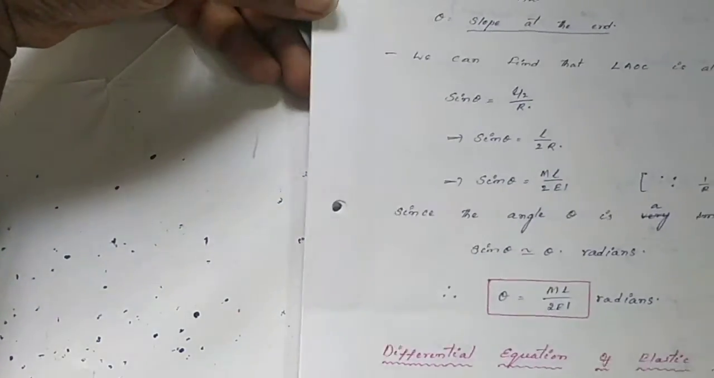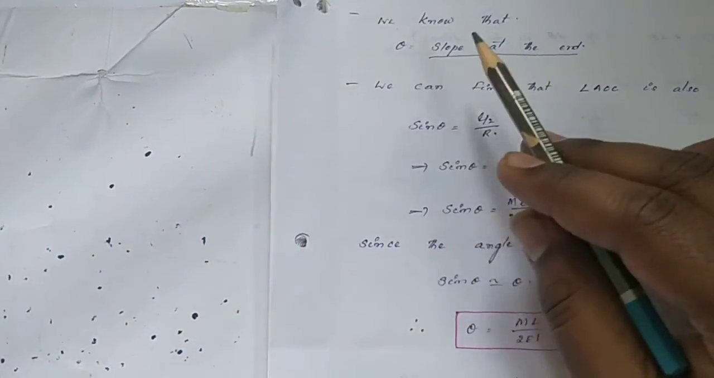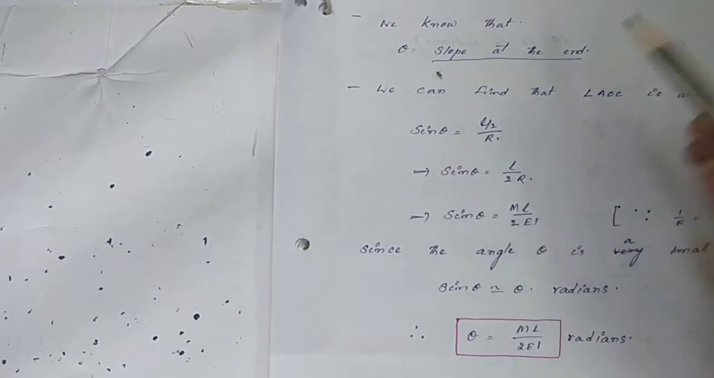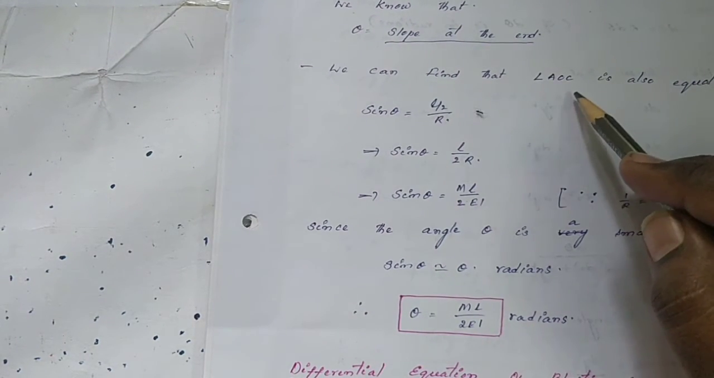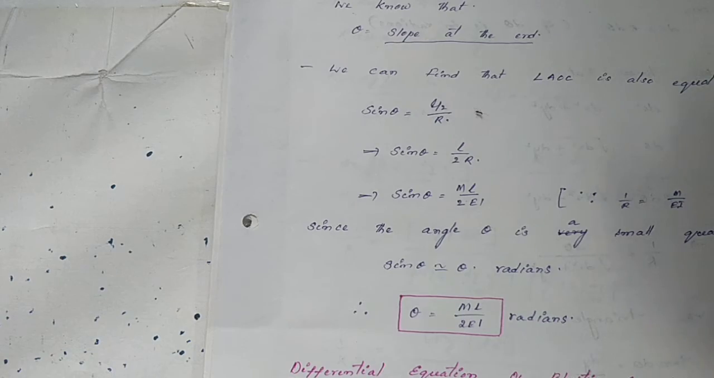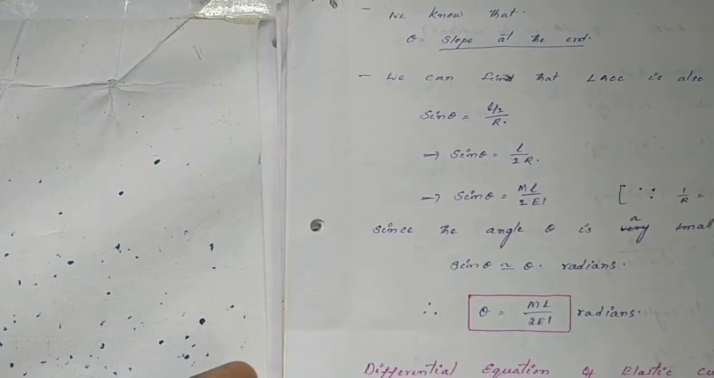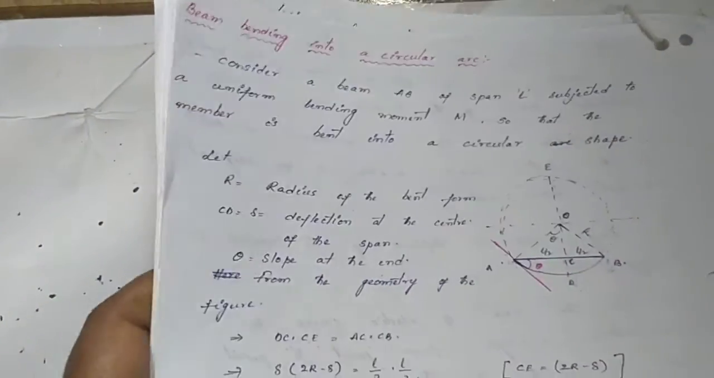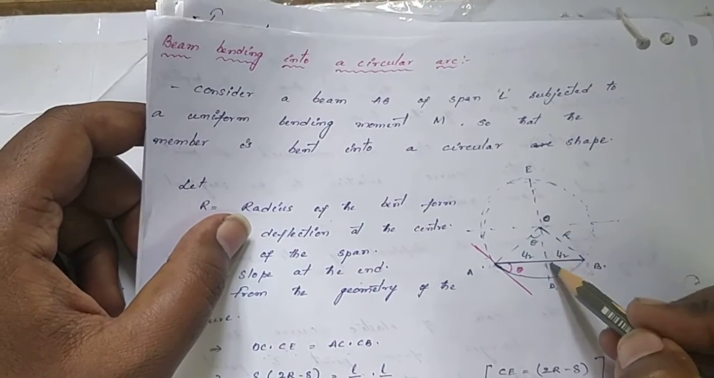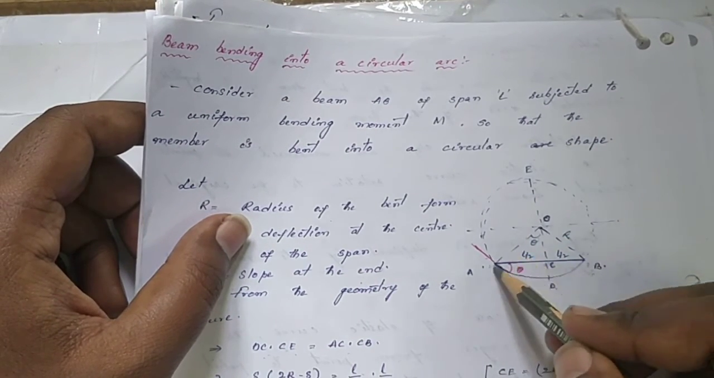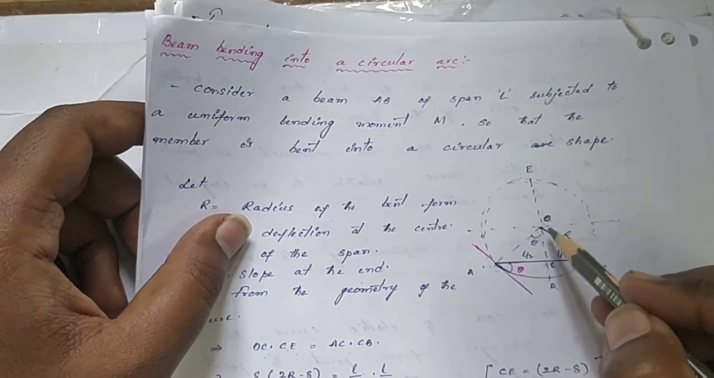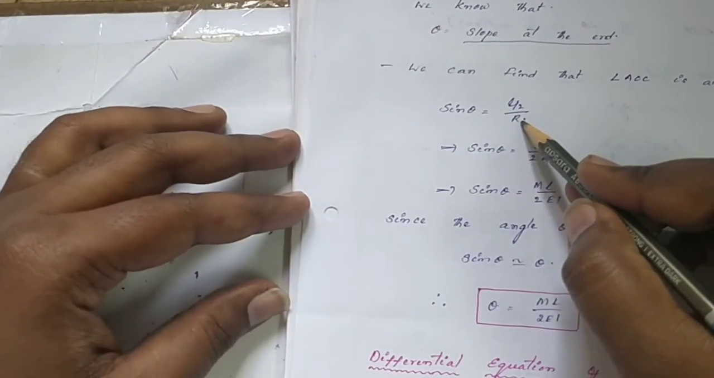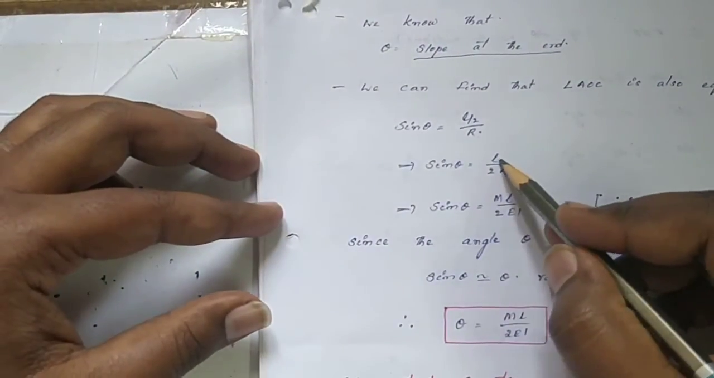Similarly, we need to calculate the slope formula. We know that theta equals the slope at the end. We can find it from triangle AOC also, equal to theta. From triangle AOC, sin theta is opposite by hypotenuse, that is AC by AO. AC is L by 2 and AO is R. Therefore sin theta equals L by 2R.